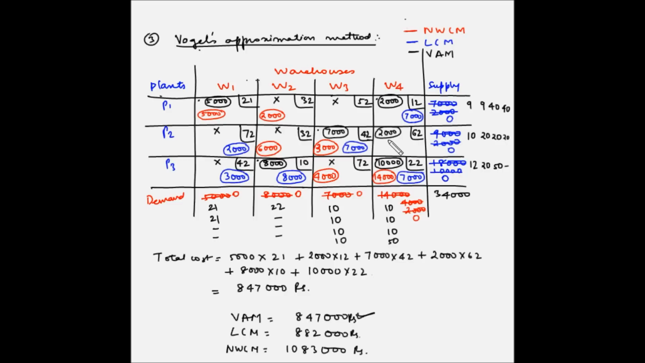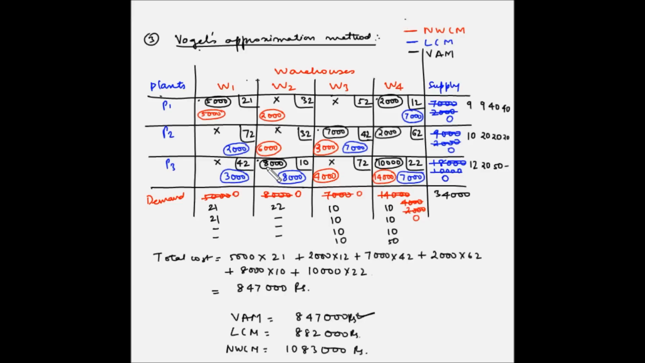If you look at this, the Vogel's approximation method allocated 2,000 to the square P2W4. And again, that is because it allocated less to the square with the lowest cost of 12, while the least cost method had to allocate this 2,000 to the square with a cost of 72. Now for the third row, again, the least cost method had to allocate to this square P3W1, where the cost is 42, while the Vogel's approximation method allocated the entire 5,000 to P1W1, which has a cost of 21 only.